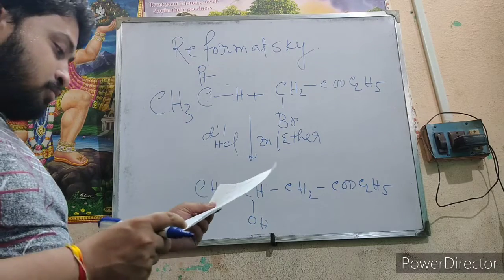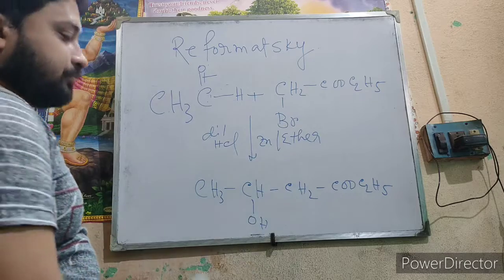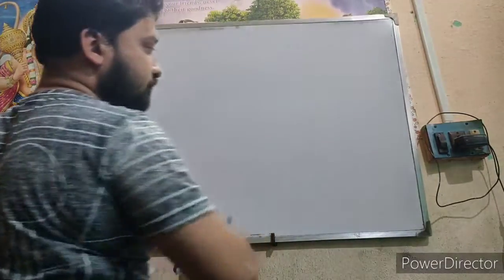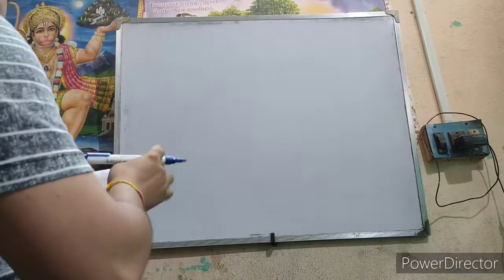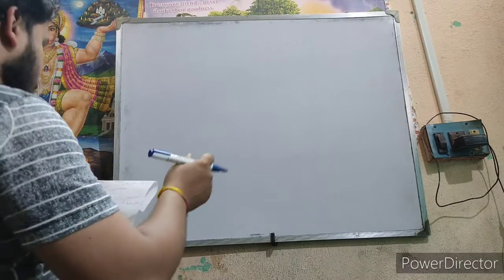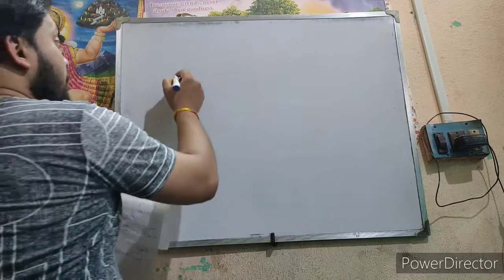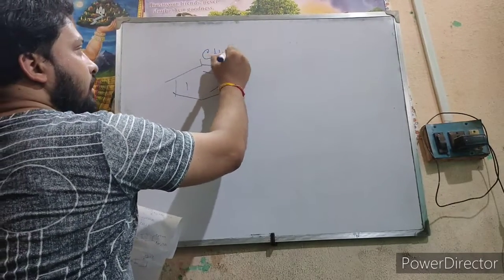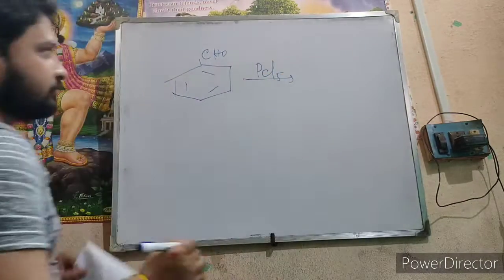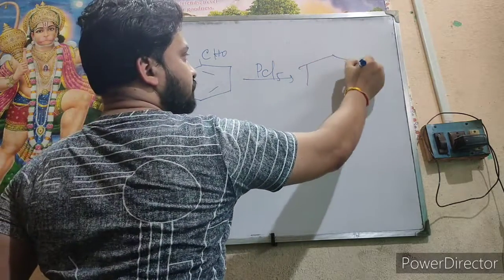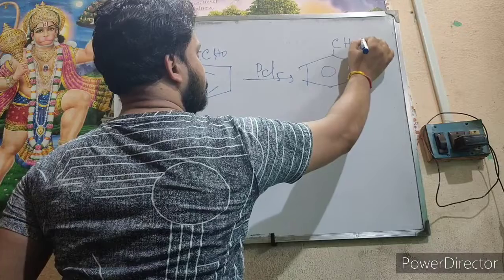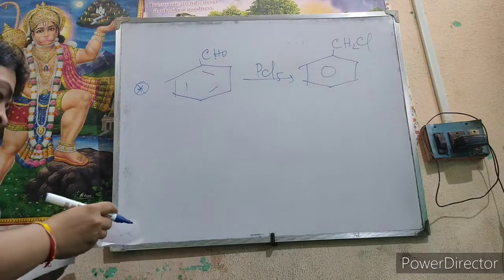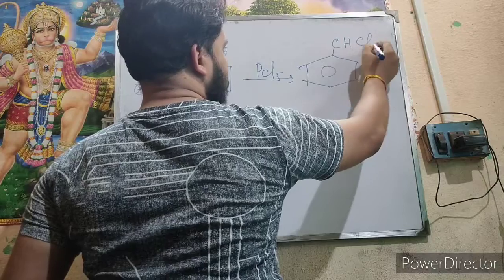Okay, now see the next problem. If it is given that this problem is for the Cannizzaro reaction, and you want to react it with PCl5, what will be the product? The product will be CH2Cl. This is the product. This is a very important problem. And CHCl2.